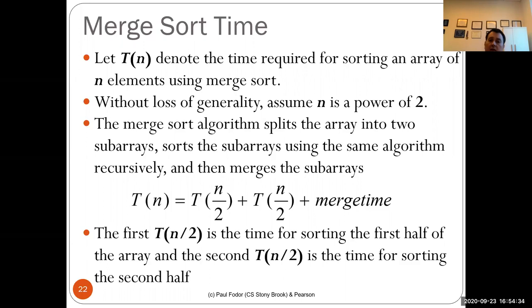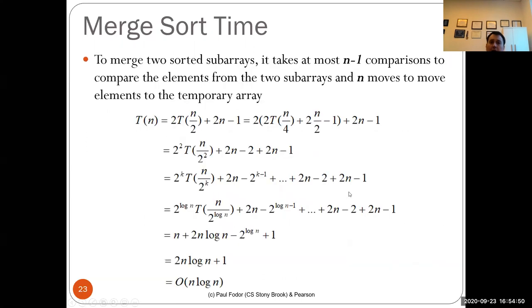So basically, the time that it takes to sort n elements is the time that it takes to sort n divided by 2 elements, plus the time that it takes to sort n divided by 2 elements for the second half, plus the merge time. But the merge time is basically n minus 1 comparisons, because you are looking at the first elements of both lists. So basically, the time that it takes to sort n elements is 2 times the time that it takes for n divided by 2 elements, plus n minus 1. And now you are basically applying this formula for n divided by 2.